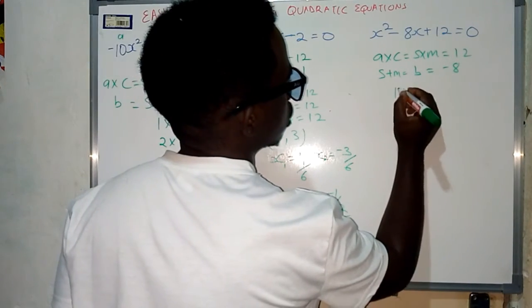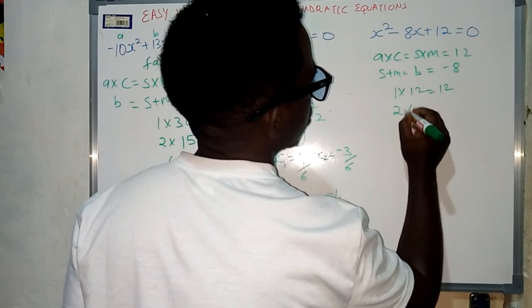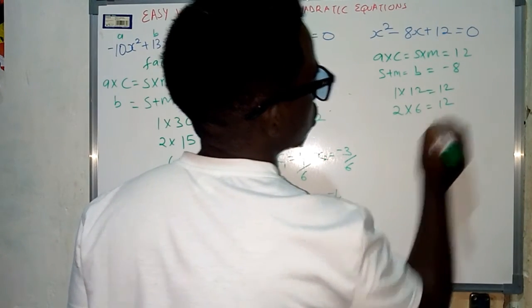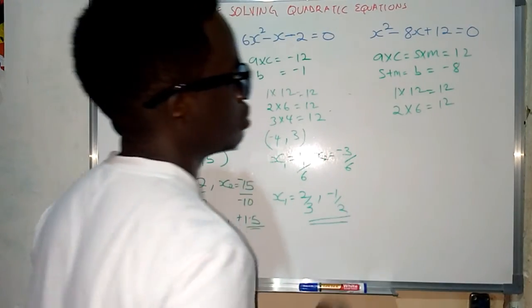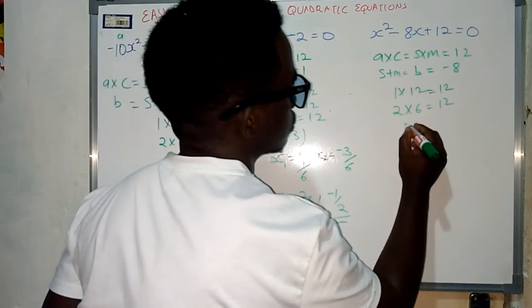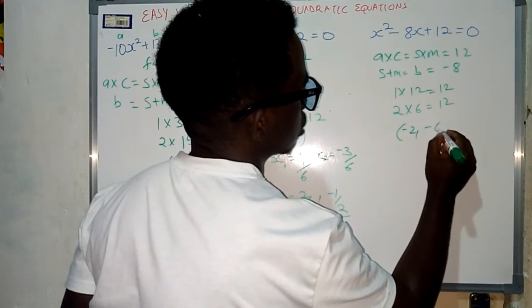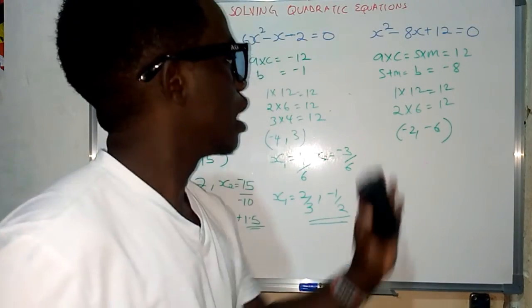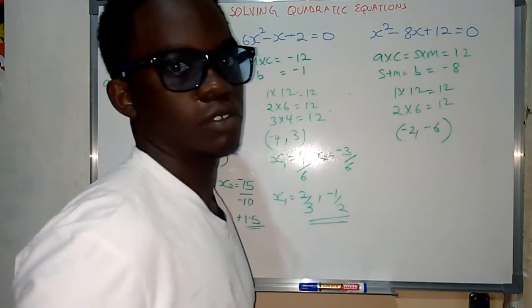I have 1 times 12, which equals 12. 2 times 6 equals 12. So I have 2 and 6. If I add 2 and 6, I get 8. So that means the factors are 2 and 6. That means if I have negative 2 and negative 6, if I add these two numbers, I get negative 8. If I multiply them, I get 12.